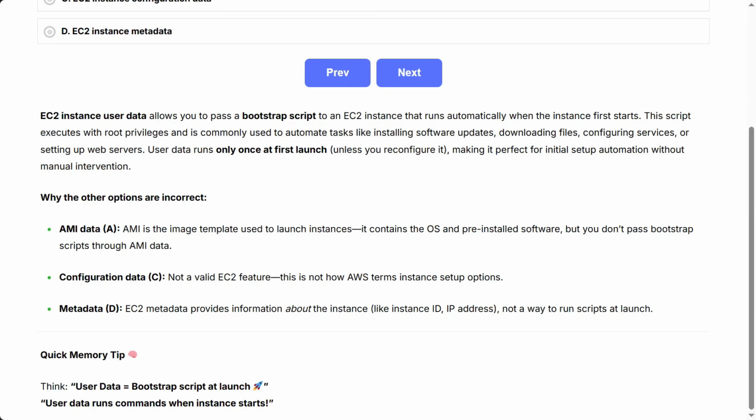User data runs only once at first launch, unless you reconfigure it, making it perfect for initial setup automation without manual intervention. Why the other options are incorrect.